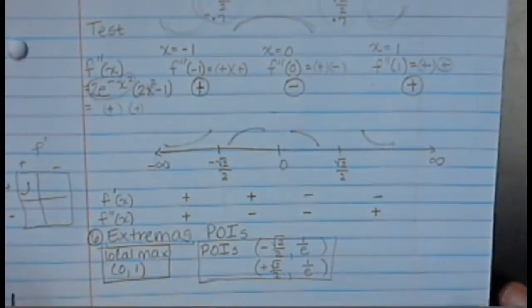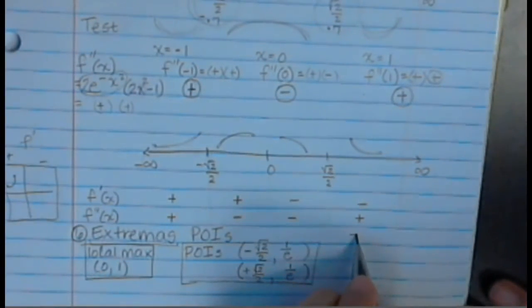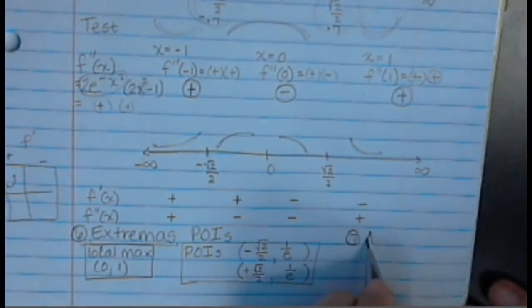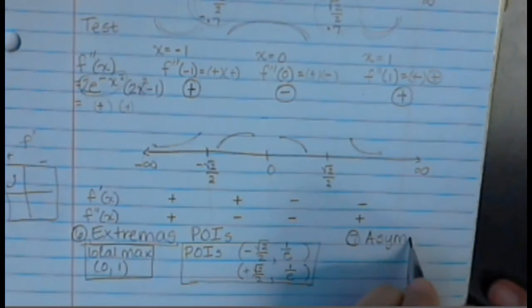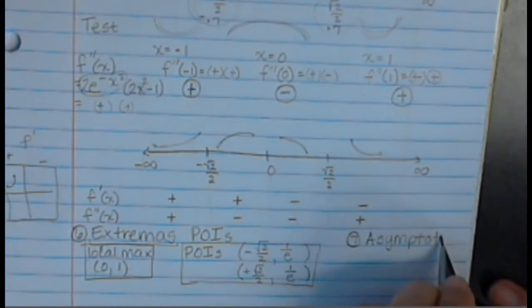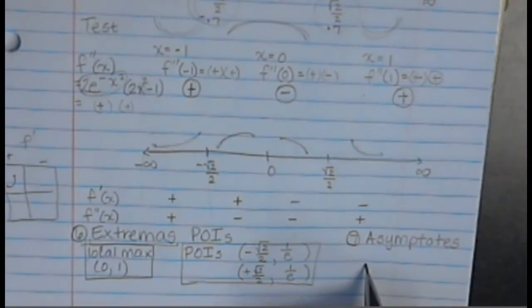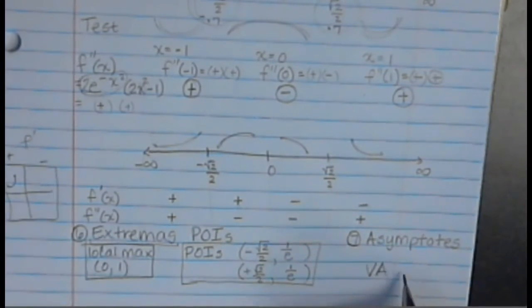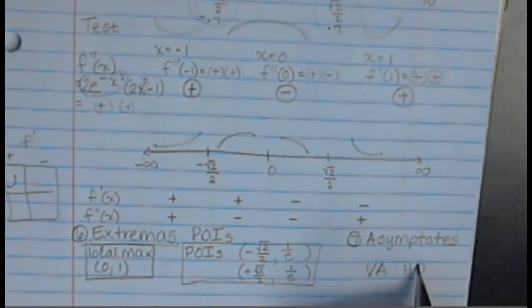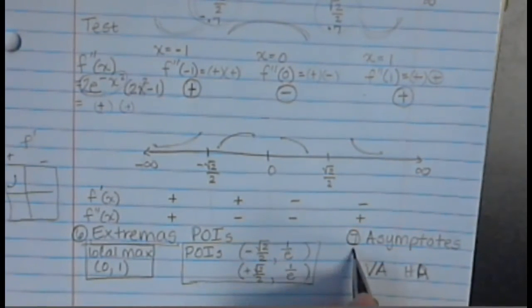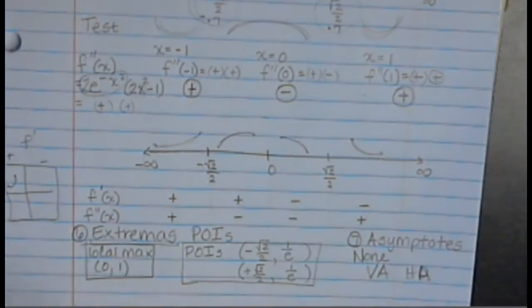So the next thing we need to do is talk about stuff on our graph, such as asymptotes. We don't have any in our case, but we would make sure to write those in if we had them. We don't have one because we don't have any variable in our denominator. So we don't have any vertical asymptotes or horizontal asymptotes. So we're going to say none in our case.